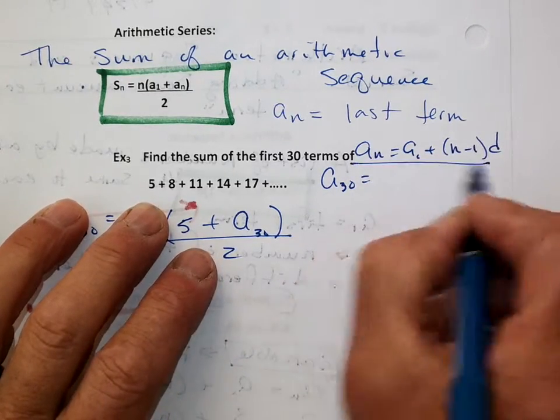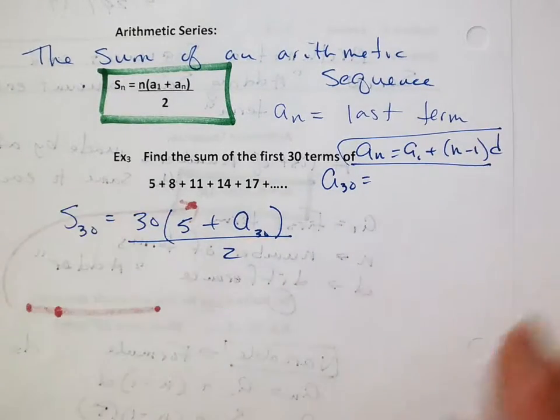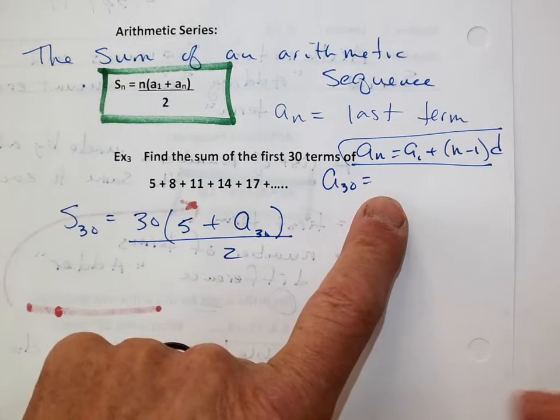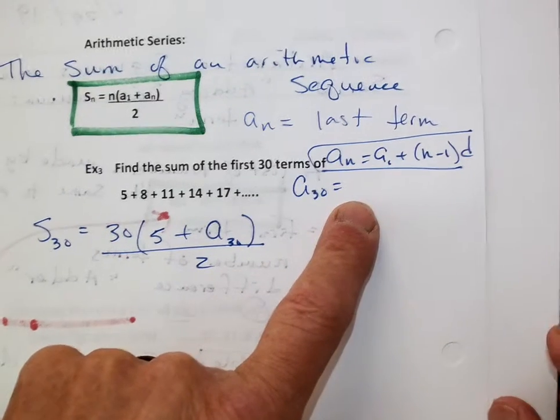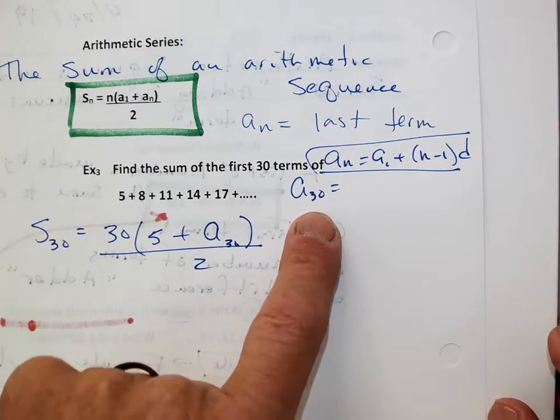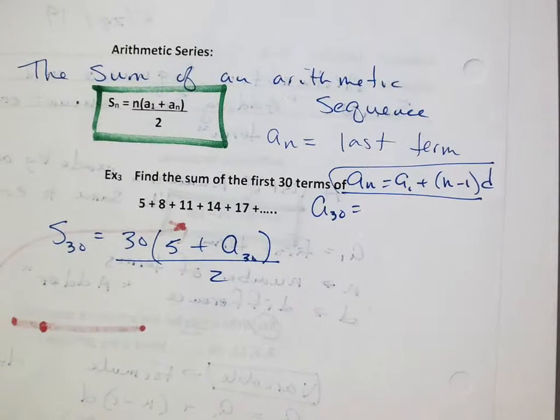I'm going to use that formula, okay? So I need to make the 30th term. I'll do that real quick. A of 30. Is that A to the 30 right there? That's A to the 30. And you know why it's A to the 30? Because of the first 30 terms right there. Smart guy. So let's use our formula.